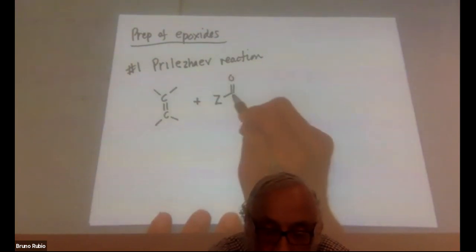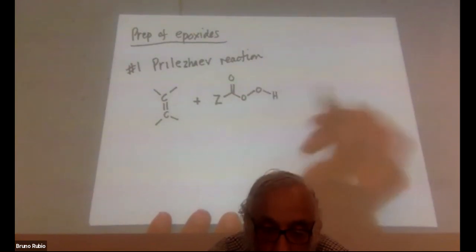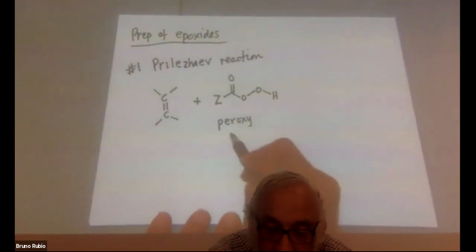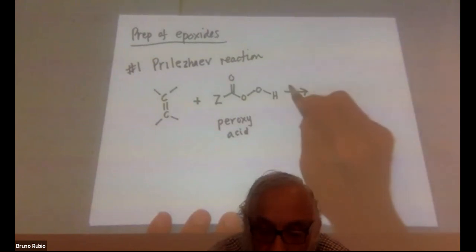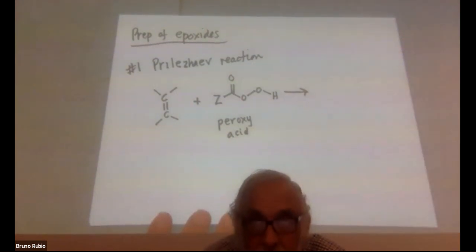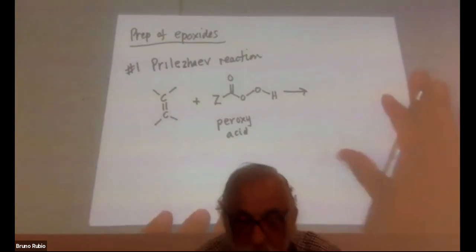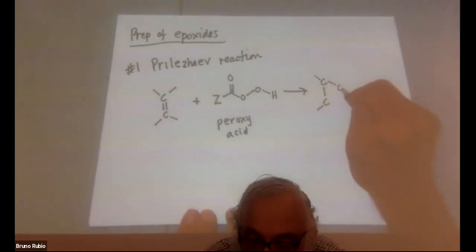So a peroxy acid has this Lewis structure, right? This is the peroxy acid. The usual solvent here is CH2Cl2, but I'm just not going to write that because that confuses people no end. And so the product is where that double bond used to be.